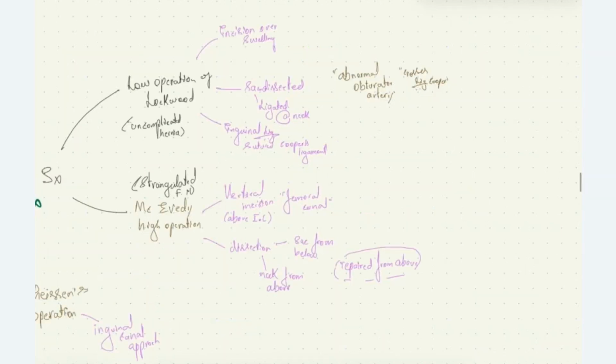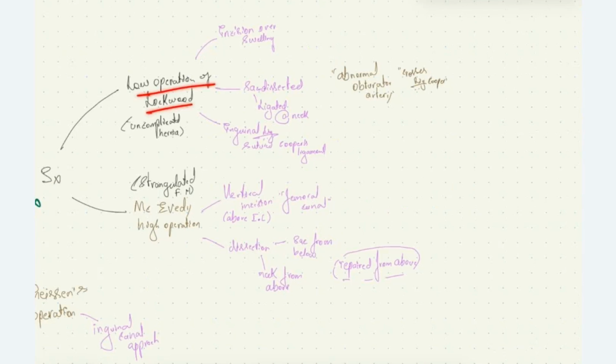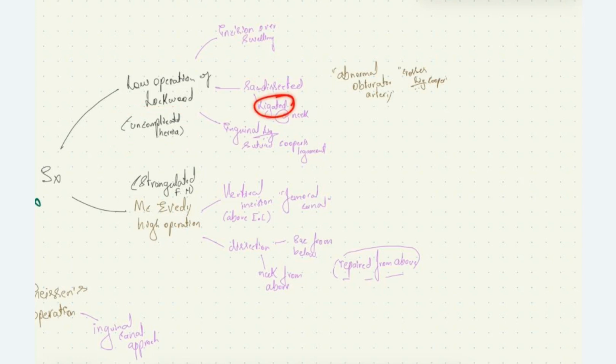In the low operation of Lockwood, we perform it in uncomplicated hernia, where the incision is given over the swelling. The sac is dissected from below, and then we reach the neck at the femoral ring. We ligate it, followed by that we suture the inguinal ligament to the Cooper's ligament, which is the posterior part of this femoral ring, so that this hernia doesn't recur.